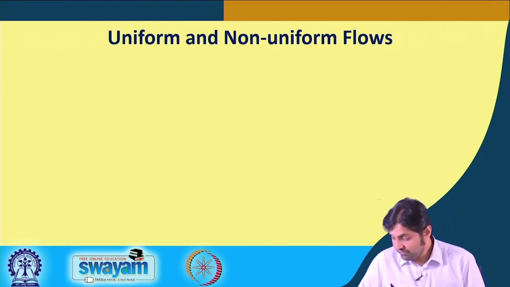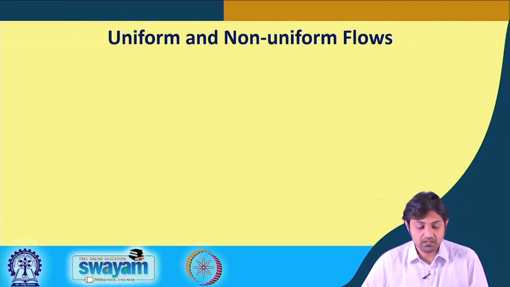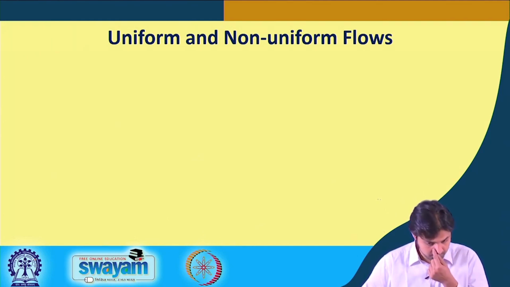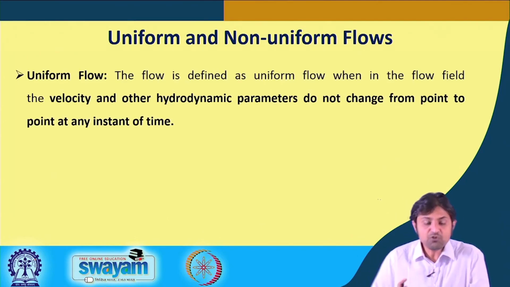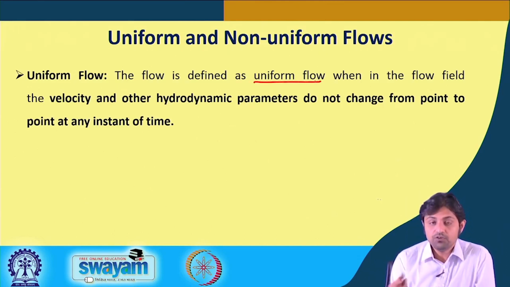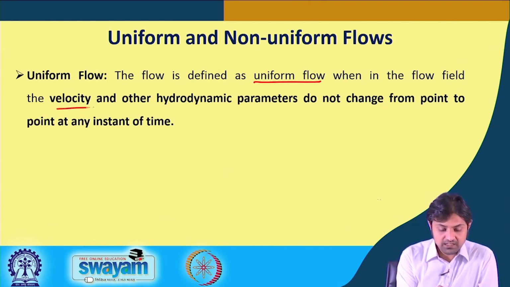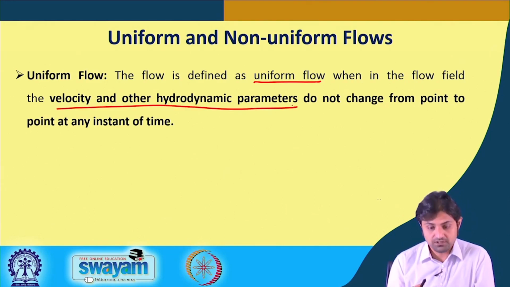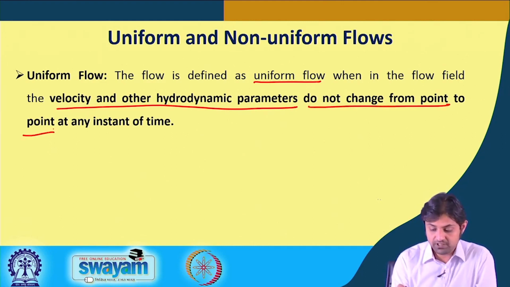So, we have seen steady and unsteady flow. Now, we are going to see uniform and non-uniform flows, the definition of the uniform and non-uniform flow. Uniform flow. The flow is defined as uniform flow when the flow field, that is the velocity and the other hydrodynamic parameters, do not change from point to point.